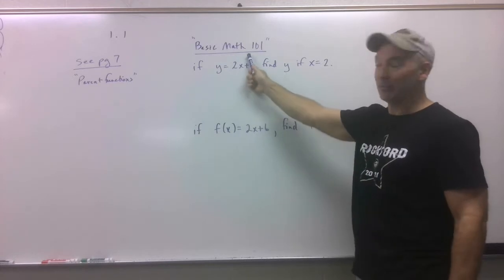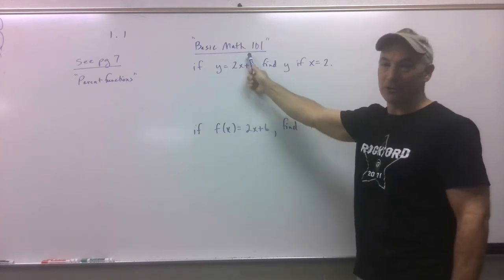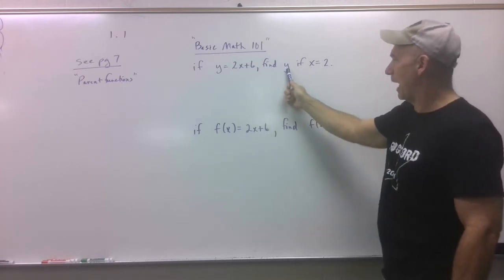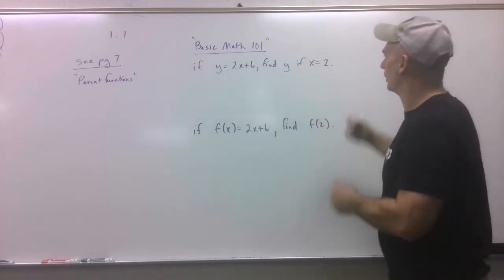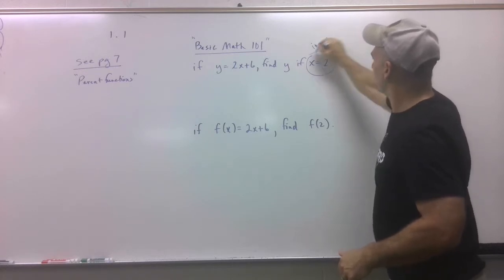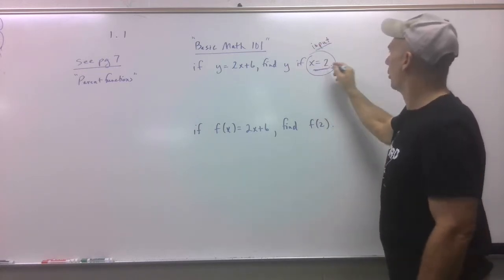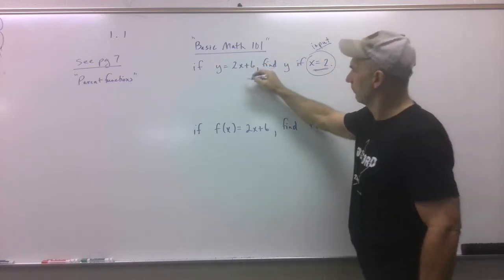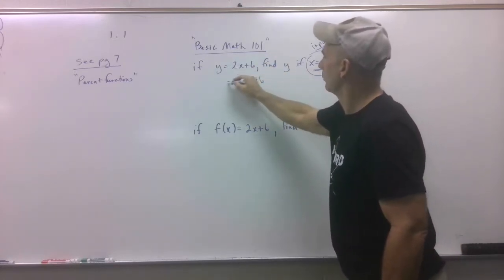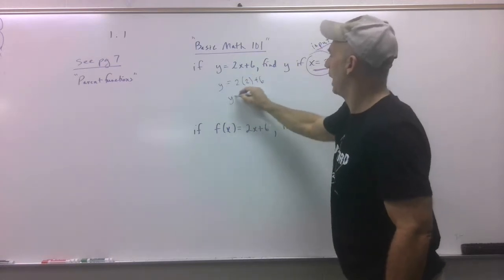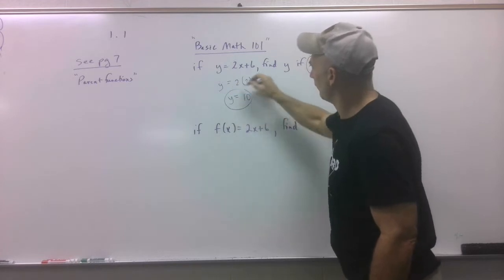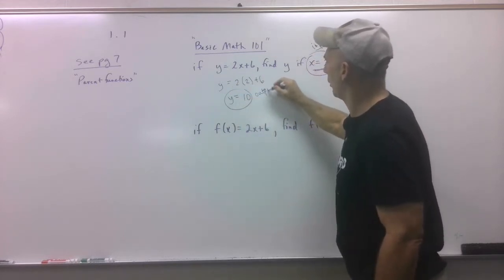So here we go. Basic Math 101. This is like pre-algebra stuff. If y equals 2x plus 6, find y if x is 2. This is what we're going to refer to as our input, because this is what we know. And we're going to plug it in, so we get 2 times 2 plus 6 equals y. And so y is 4 plus 6, which is 10. This is what we found, so this is our output.